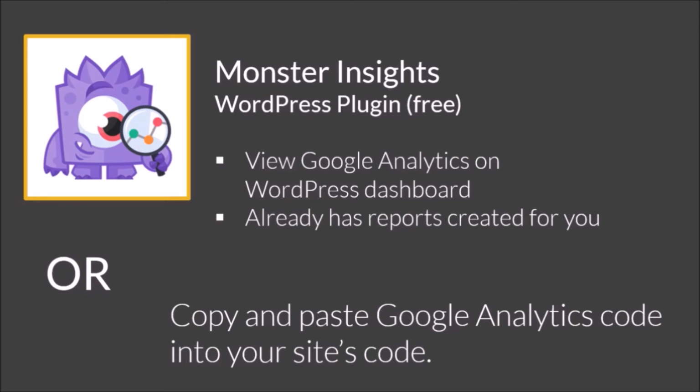It also already has reports that have been created for you. So you can create your own reports, but they have these standardized reports that are available to help you get information from your data. If you don't have a WordPress website, you can also copy and paste the Google Analytics code into your website's code. So when you're setting up a Google Analytics account, they will provide you with a piece of code that needs to go into your own website's code. This is something that you would want to leave to a web developer who knows what they're doing, so they can make sure that it goes in the correct place on your website.